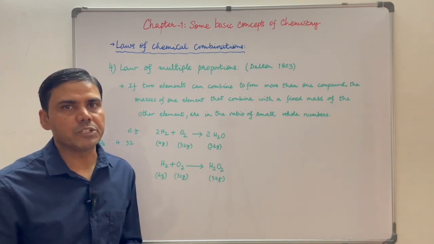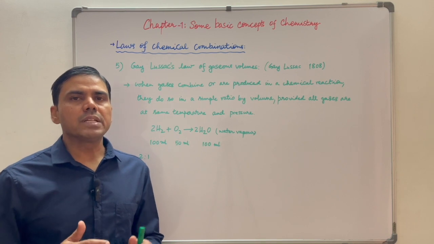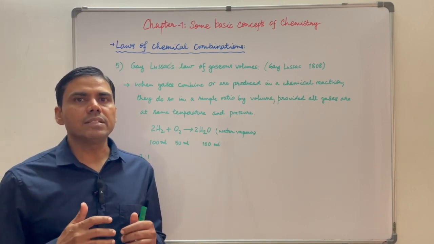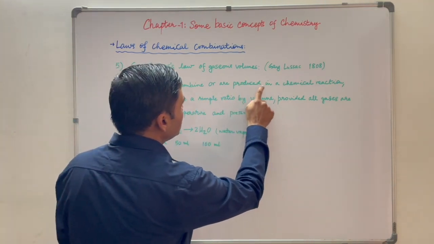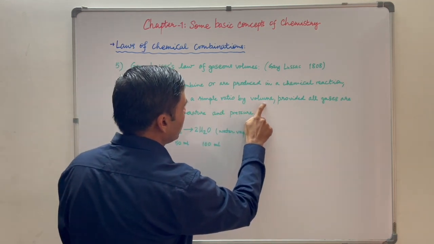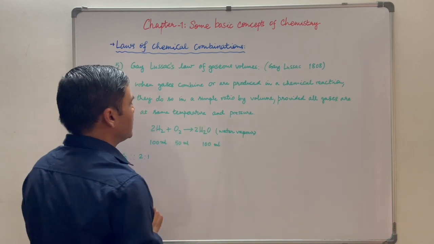Fifth one is Gay-Lussac's law of gaseous volumes. It was given by Gay-Lussac in 1808. So let us see this law. When gases combine or are produced in a chemical reaction, they do so in a simple ratio by volume, provided all gases are at the same temperature and pressure.